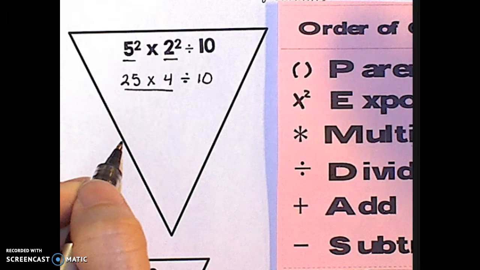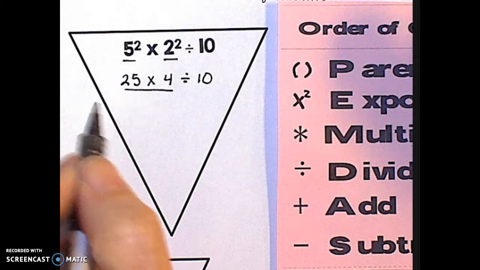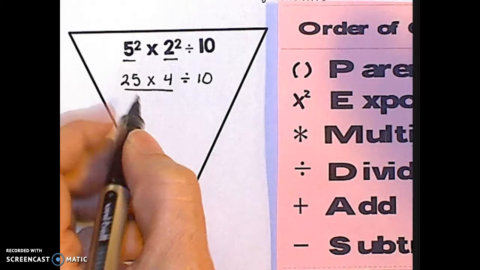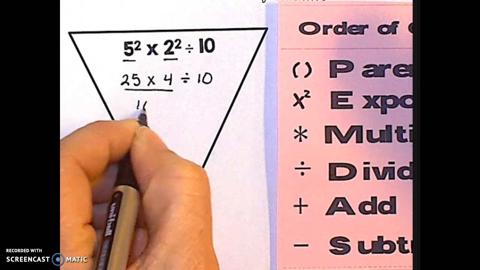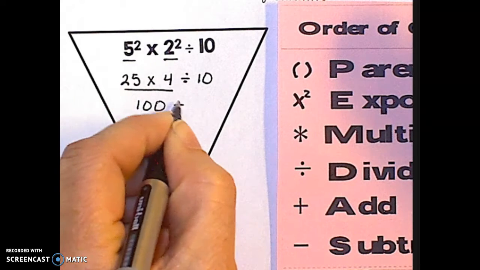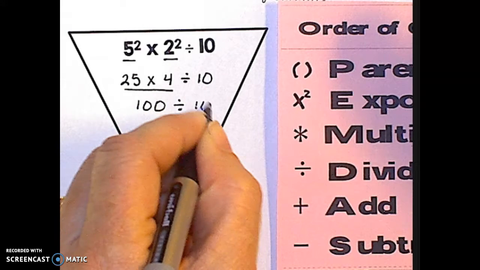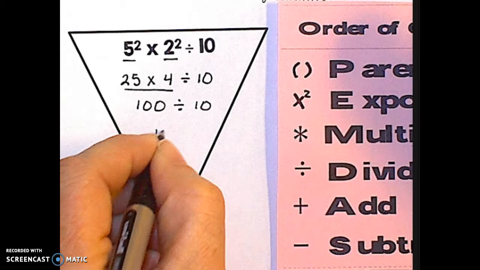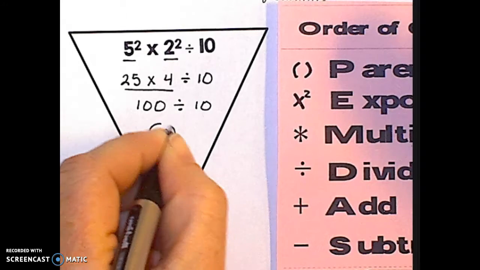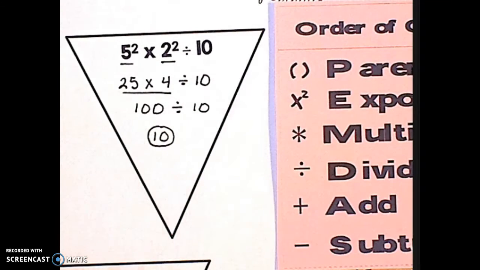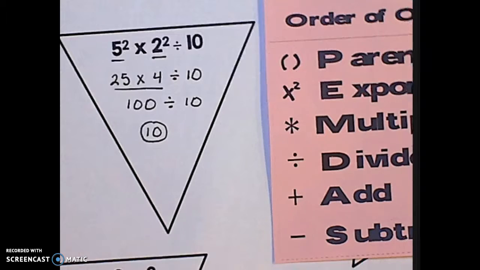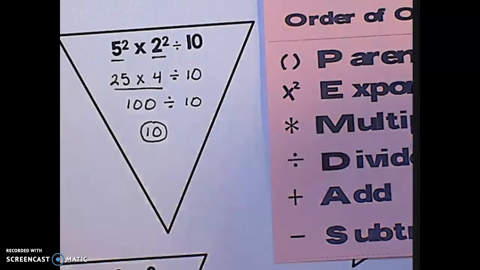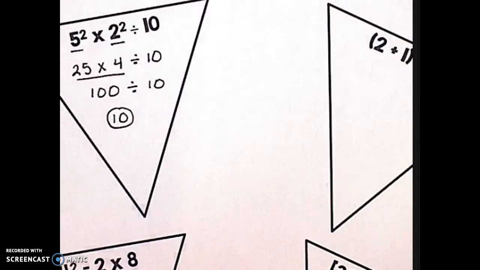25 times 4. Think about money. Think about quarters. Good. 25 times 4 is 100. Divide that by 10. Very good. That's 10. Okay, great job.